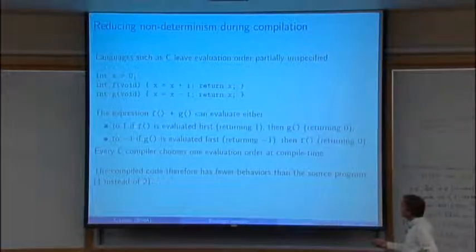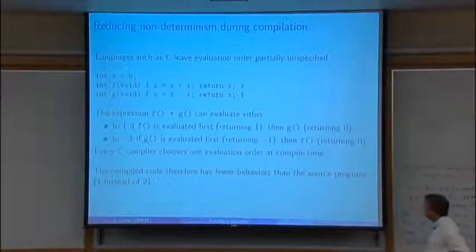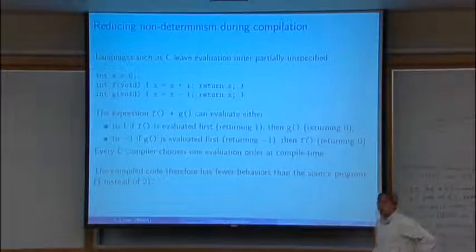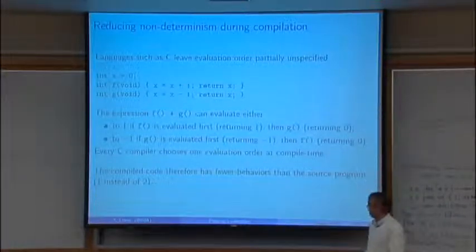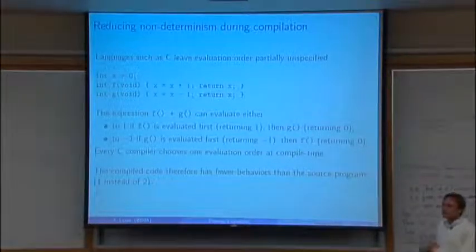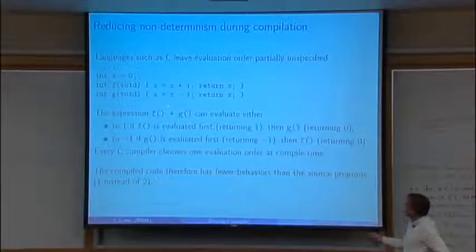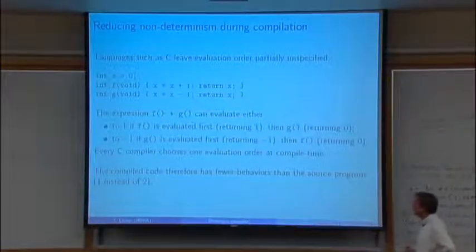One is, well, if you evaluate f first, so it increments x, returns 1, then g decrements x, returns 0. So the result is 1 plus 0. But you can also start by evaluating g, and then g returns minus 1. And then it calls f, which returns 0, and the result is minus 1. And both behaviors are legal according to the C standard. And basically, every compiler is going to choose one or the other behavior. I think you might even be able to evaluate both in parallel, but I don't want to know what happens in that case. Anyway, so some C compilers will give you 1 as a result, another will give you minus 1.